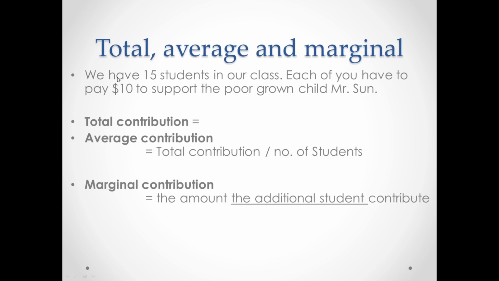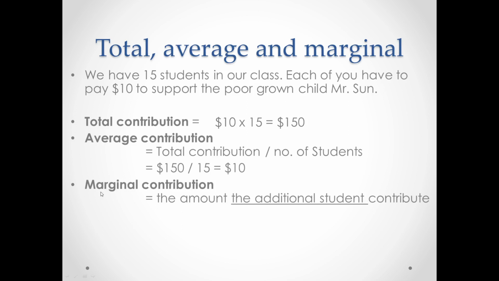But the thing is, when we try to understand total, average, and marginal, in this case, what is going to be the total contribution after you guys have given me the money that I requested? It's going to be 150 for the total contribution. Simple, right? What about the average contribution? I think we all know what that means. Everybody is going to contribute $10, so that's going to be 10.